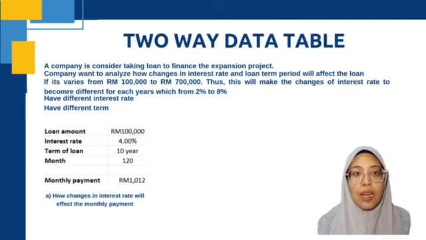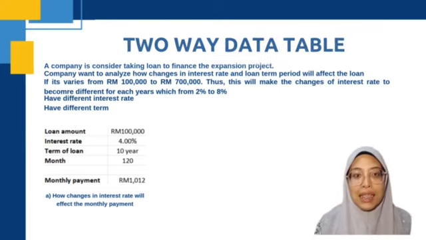Now, let's look at how the table is structured. Rows represent the loan amounts and columns represent the interest rate. I will now pass it to my teammates to explain how to interpret the table and key insights.